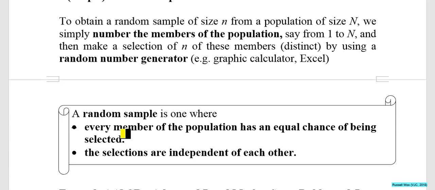Let's say I want to find the average height of a VJC student. I will not go and sample the volleyball team. You know what I'm saying? I will not go to the volleyball team and sample 3 students from there. If I want to find the average height, I must ensure that every member has an equal chance of being selected. Obviously my volleyball example is an extreme example. And second, the selections are independent of each other. Of course. Make sense?